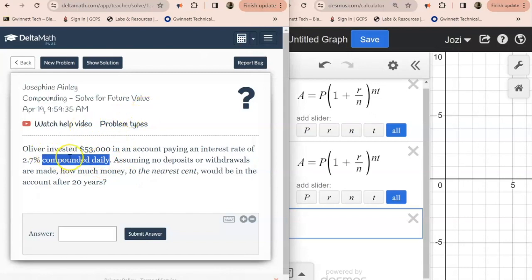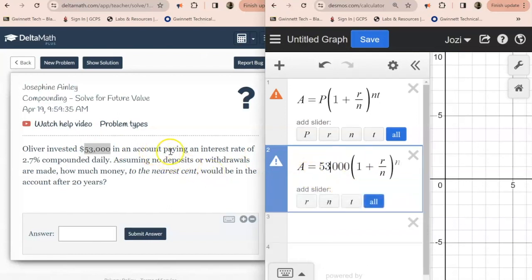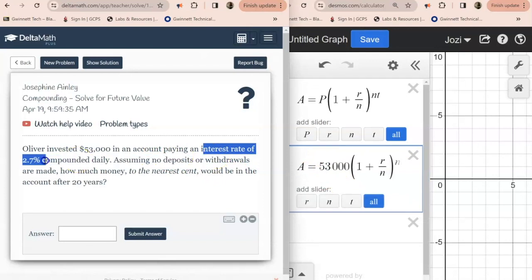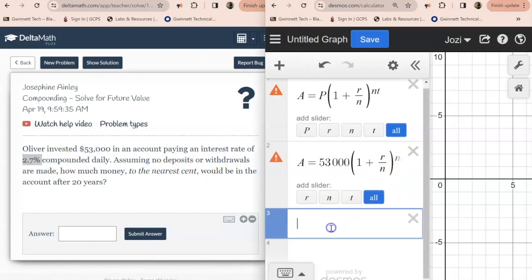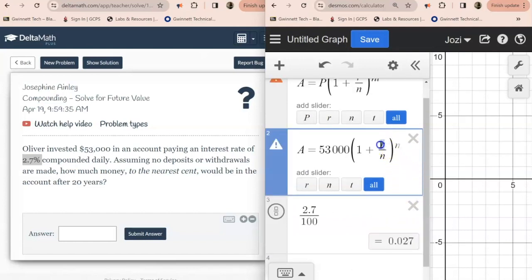All right, so Oliver invested this. So this is the initial amount, so that's your principal without the comma. To an account paying an interest rate of 2.7, so 2.7%. So remember, we don't put percent into our formula. We have to get rid of percent. And how do I get rid of percent? Dividing by 100. So this is our interest rate, so it goes where R is.